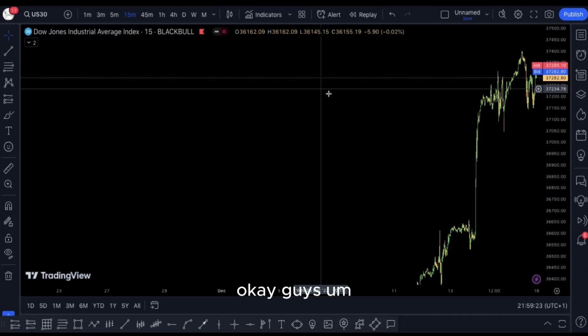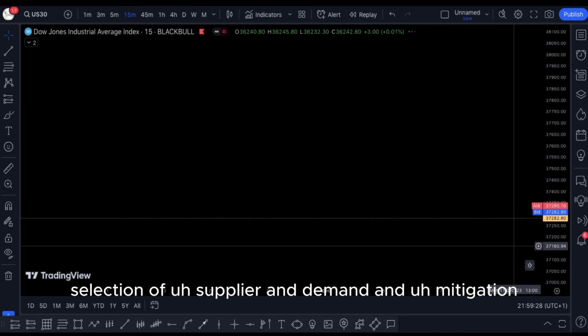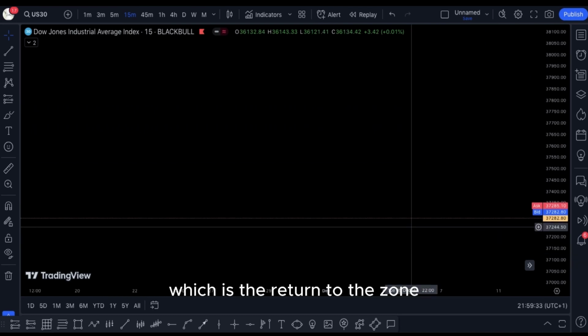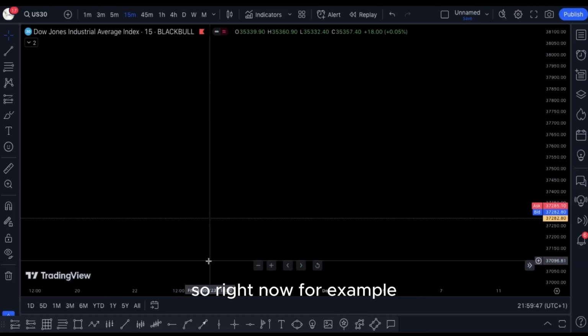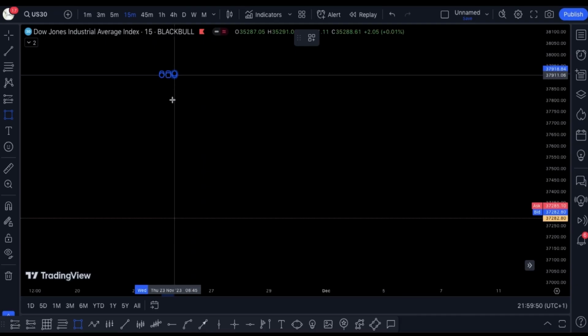Okay, guys. So today I think we are going to look at the selection of supply and demand and mitigation, which is the return to the zone. Don't mind the background. What you just have to focus on is the main source here.